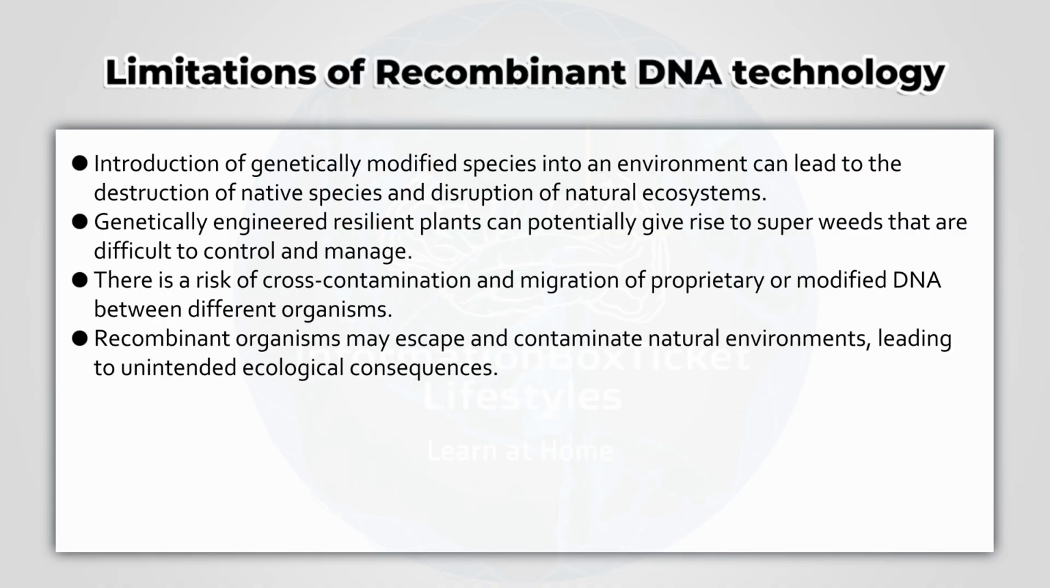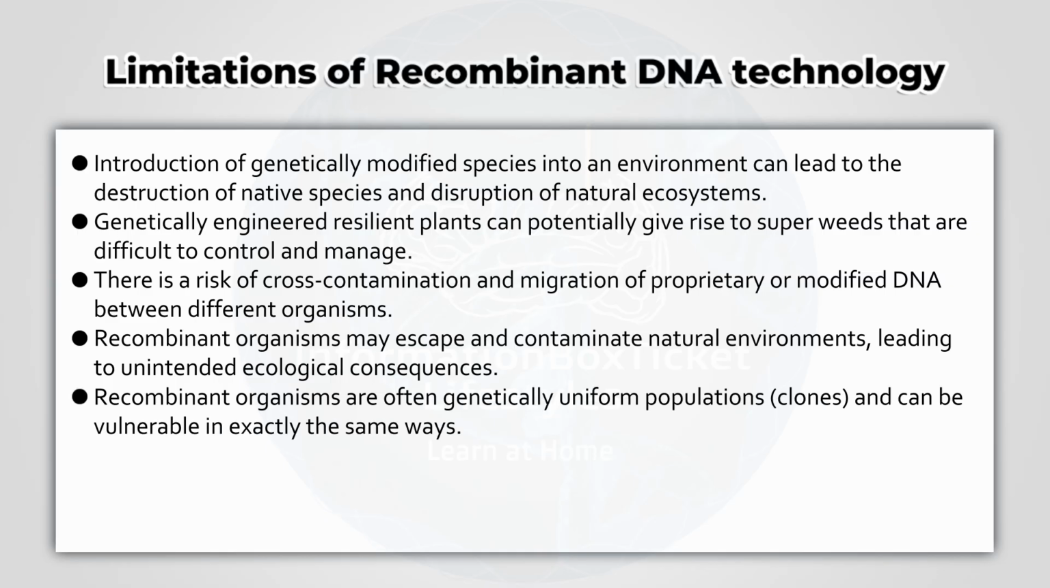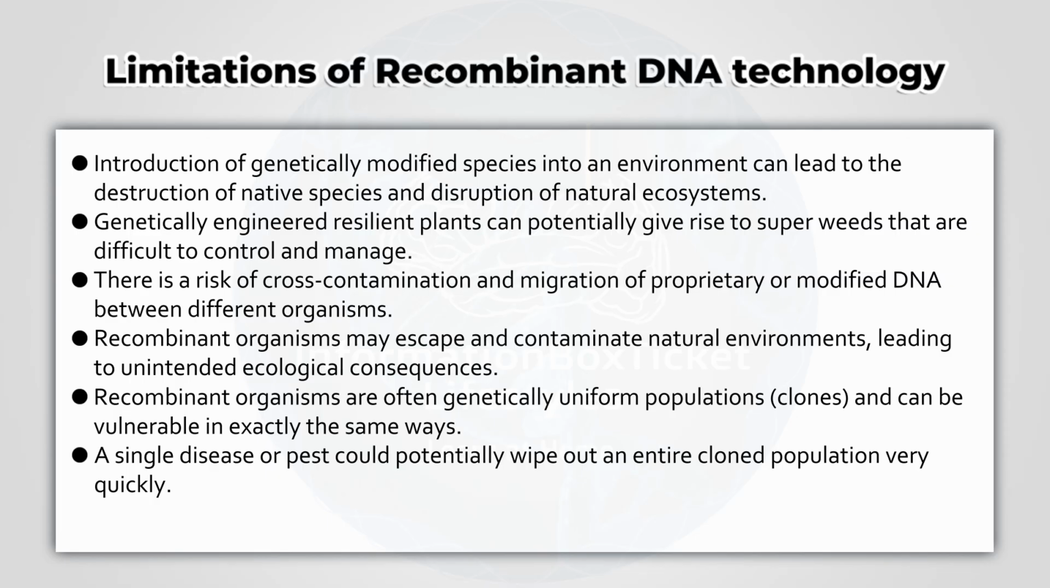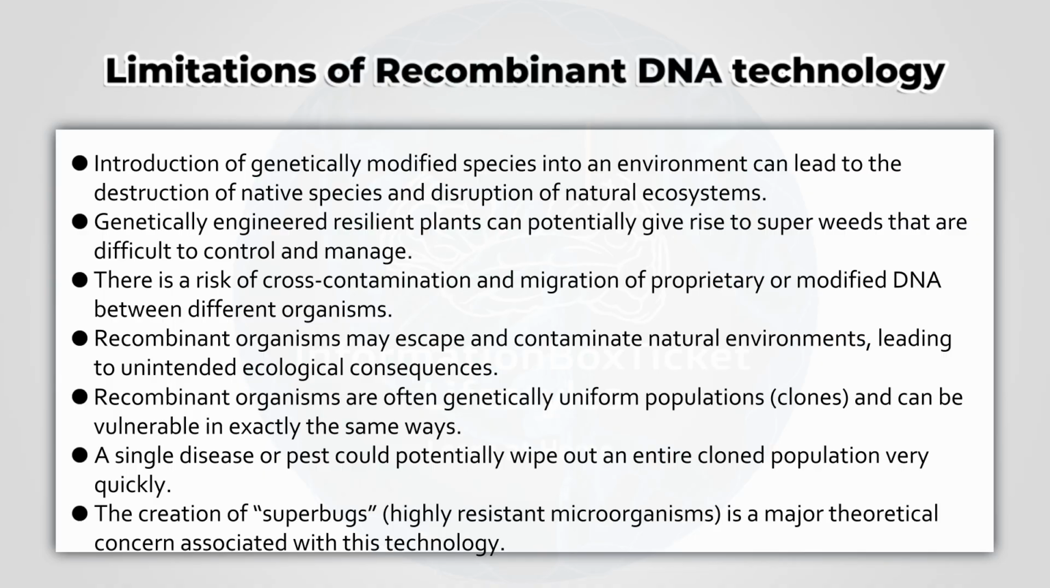Recombinant organisms may escape and contaminate natural environments, leading to unintended ecological consequences. Recombinant organisms are often genetically uniform populations, clones, and can be vulnerable in exactly the same ways. A single disease or pest could potentially wipe out an entire cloned population very quickly. The creation of superbugs, highly resistant microorganisms, is a major theoretical concern associated with this technology.